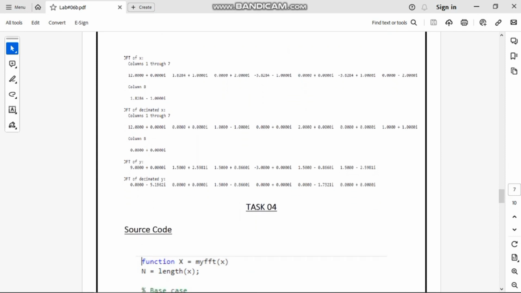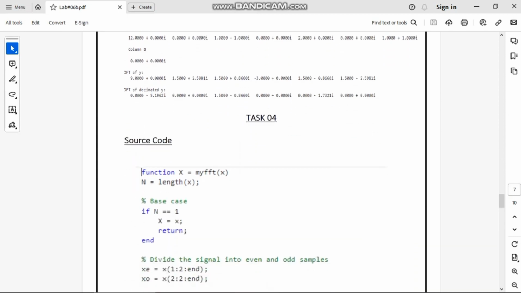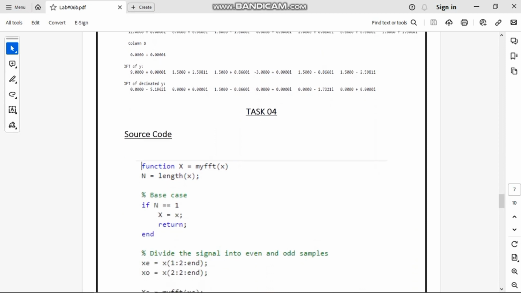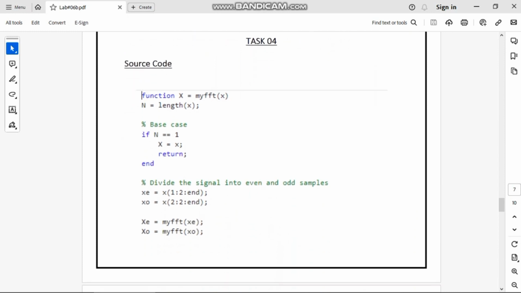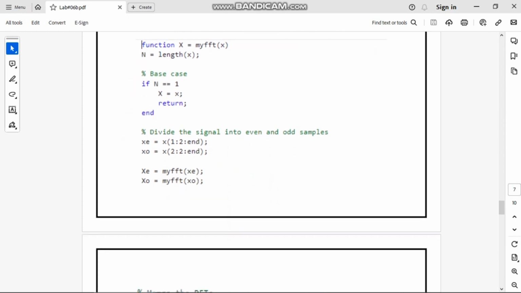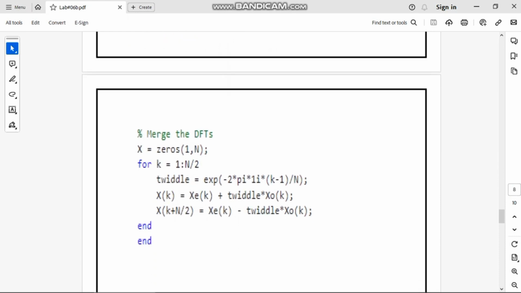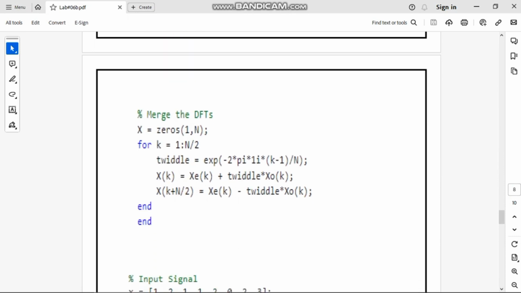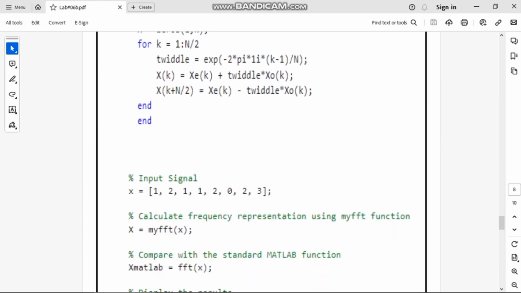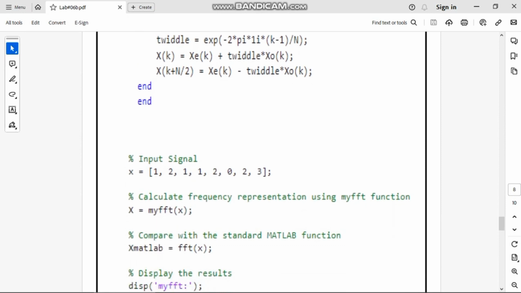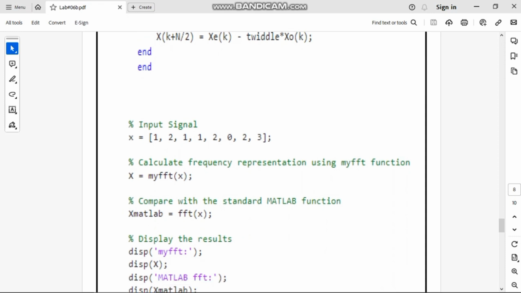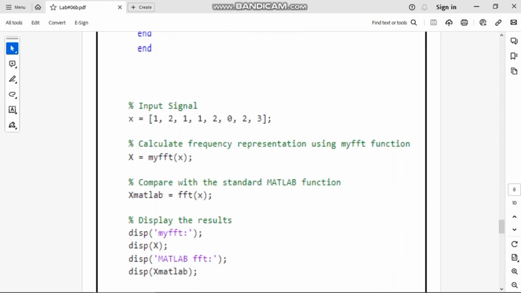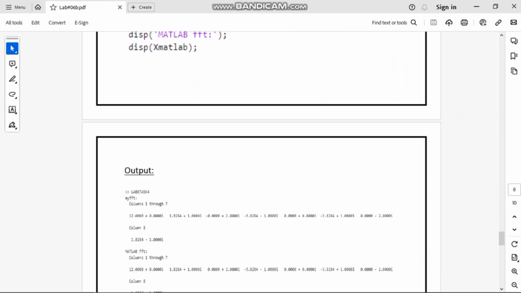Now moving on to task 4. Here I am defining a function, which is my FFT, equal to x. Then I am using an if statement, then dividing the signal into even and odd samples, then merging the DFTs of even and odd samples. Then I have given the value to the input signal, which is x equal to 1, 2, 1, 1, 2, 0, 2, 3. Then calculating the frequency spectrum using my FFT function, then displaying the result.